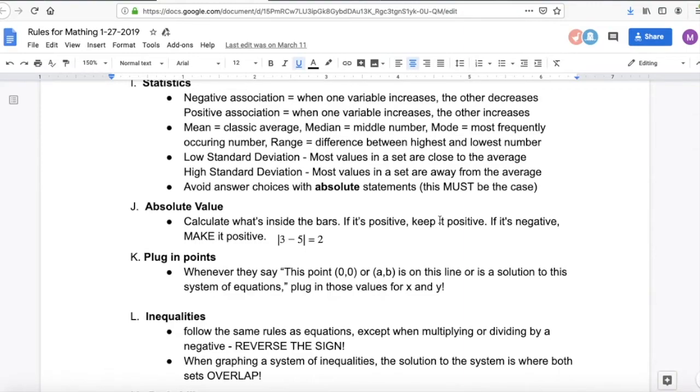Absolute value. Calculate what's inside the bars. If it's positive, keep it positive. If it's negative, make it positive. Does that make sense, Ariane? So what is inside that bar is going to come out positive. If it's positive, just keep it positive. But if it's negative, just make it positive. That's absolute value. Does that make sense? Okay, great. All right, so let's go back to the question.